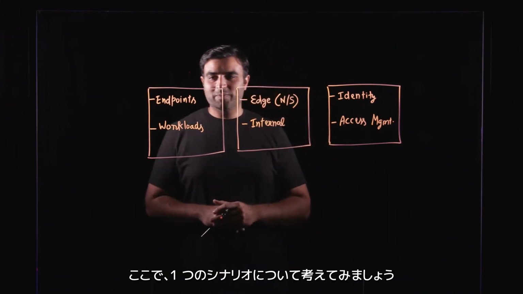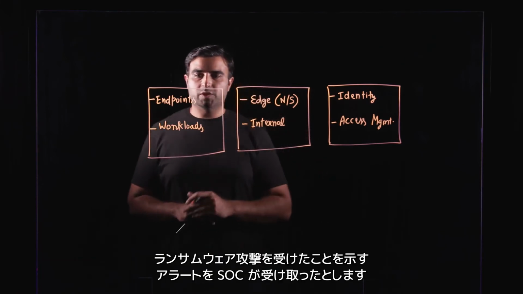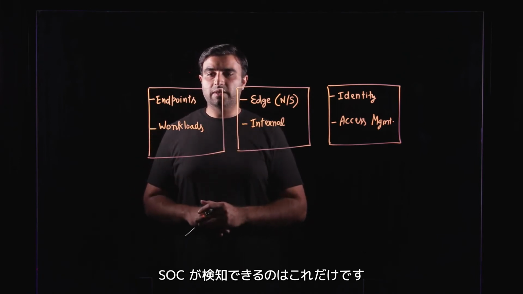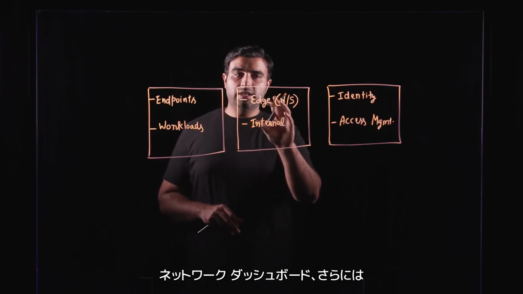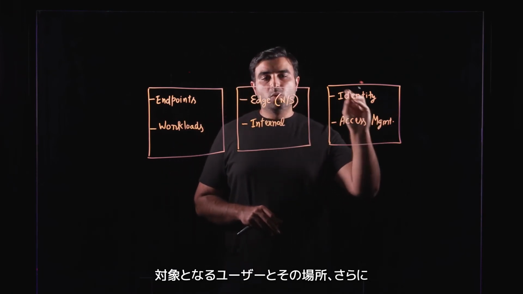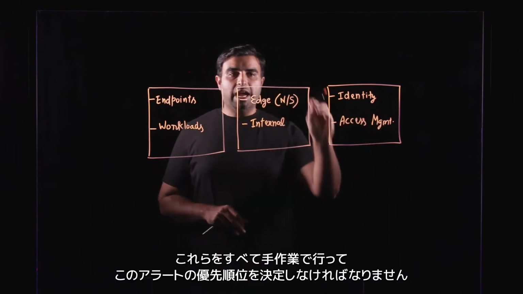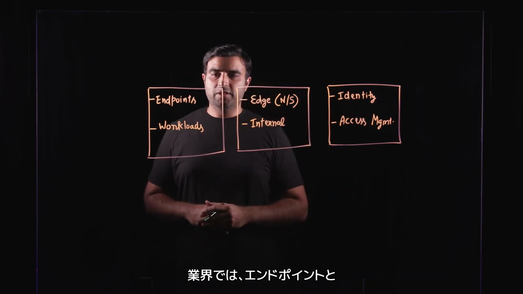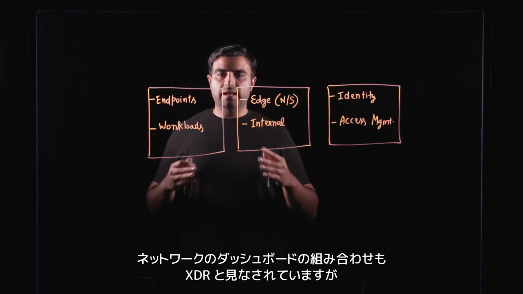Now let's run a scenario. A SOC analyst sees an alert that an endpoint has reached out to a malicious website, downloaded an executable, and actually got hit by ransomware. Now they really need to take that information and correlate it with the network dashboard and possibly the identity and access management dashboard: who was the user, which device was it, trying to make these manual connections to triage that alert. We have seen in the industry where endpoint and network dashboards together are also considered XDR.